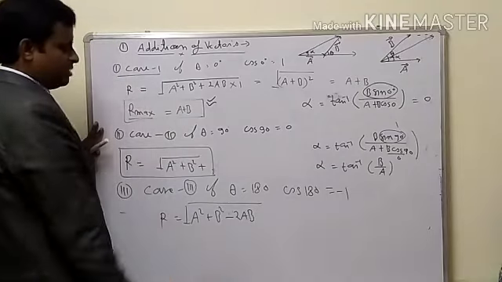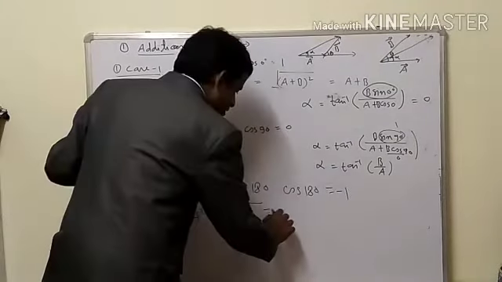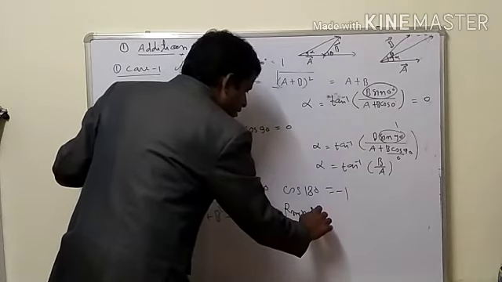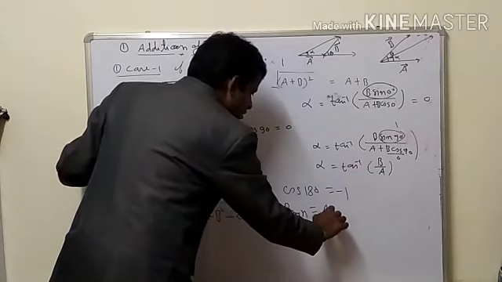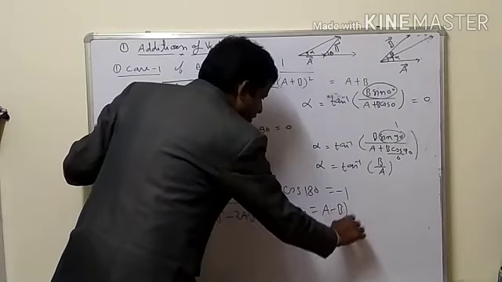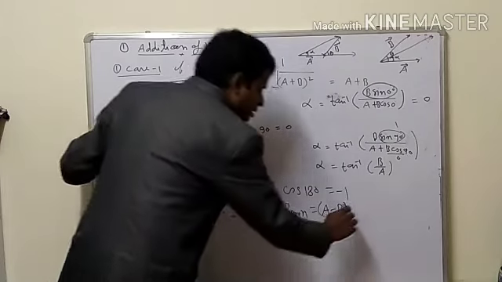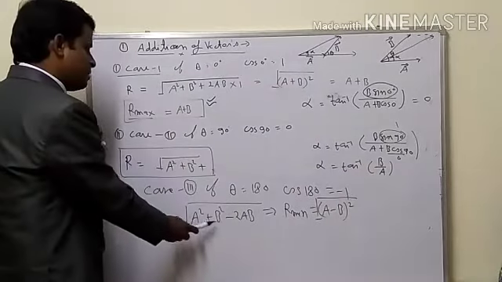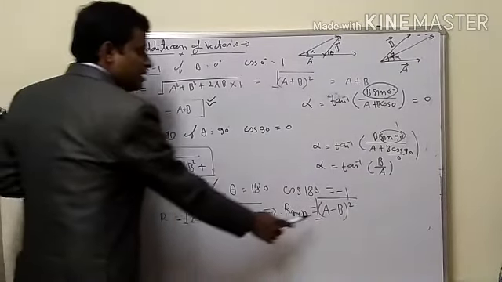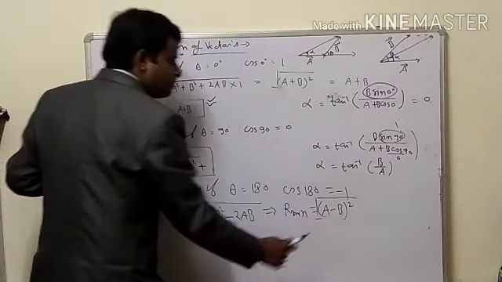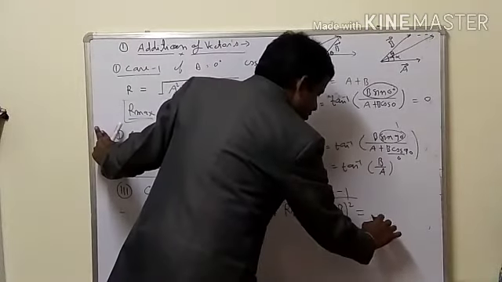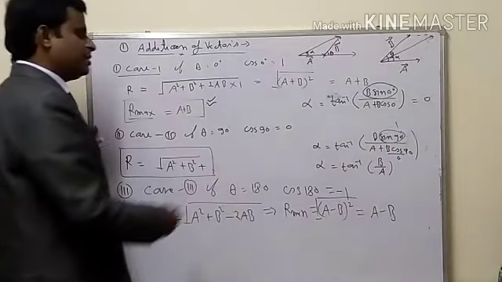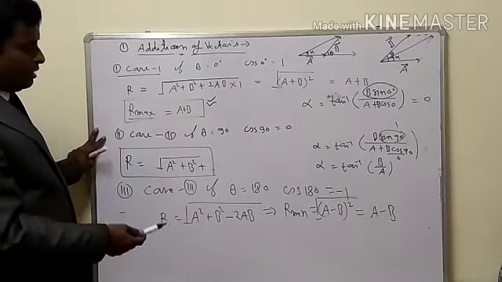See, this will be the minimum value when theta is 180 degree between two vectors. So it will become what? A square plus b square minus 2ab, a minus b whole square in root. So root will cancel. It will become a minus b. So a minus b will be the difference of two magnitudes, and it is the minimum value.